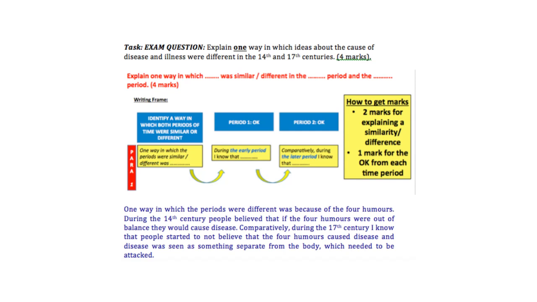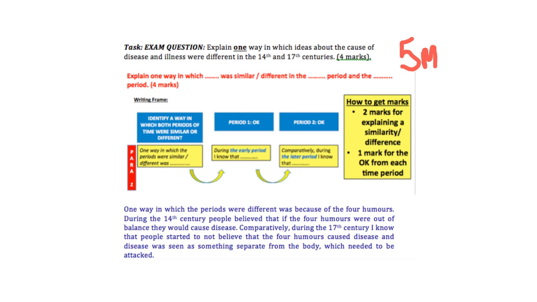So we are looking at what would be question 4 on your Paper 1 Medicine Through Time GCSE exam paper. This is a short answer question. It shouldn't take you very long. In fact, we'll probably allocate about 5 minutes to this question, and it's asking you to compare one time period with the other time period.